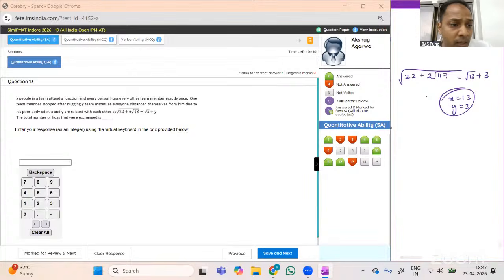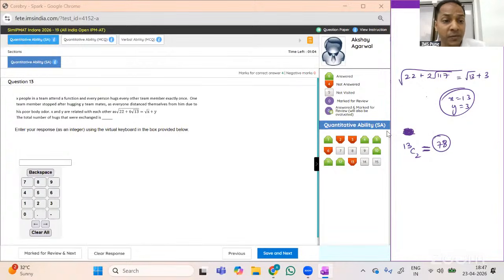X people in a team attend a function. Every person hugs every other member exactly once. One team member stopped after hugging y teammates. So normally each one would have hugged 13 people. So total number of hugs would have been 13C2, which would be 13 into 12 by 2. That's 13 into 6, 78 hugs.